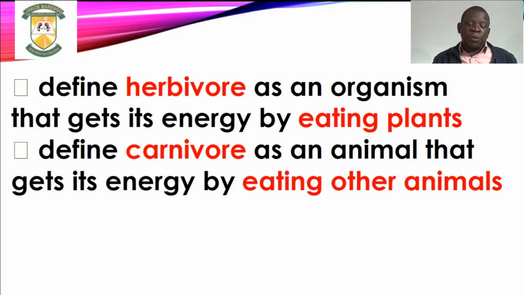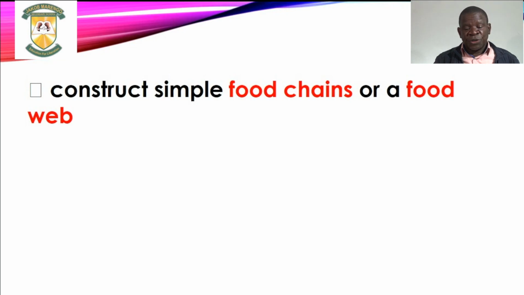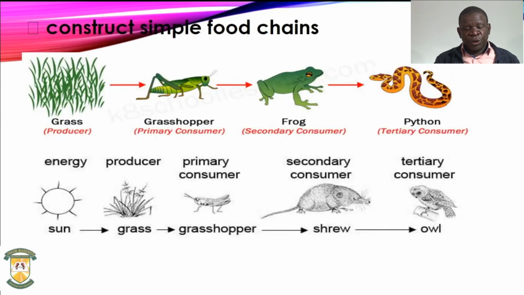In this series, you will be expected to learn how to construct a food chain or a food web. A food chain is defined as a simple feeding relationship which represents the flow of energy. We have illustrated for you simple food chains. In our food chain, we start with the grass. Grass gets its energy in the form of sunlight from the sun.